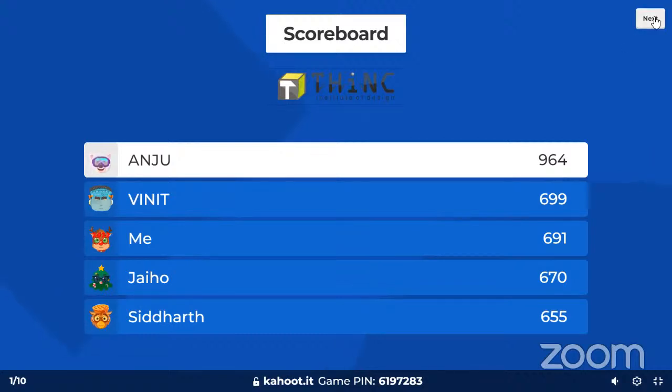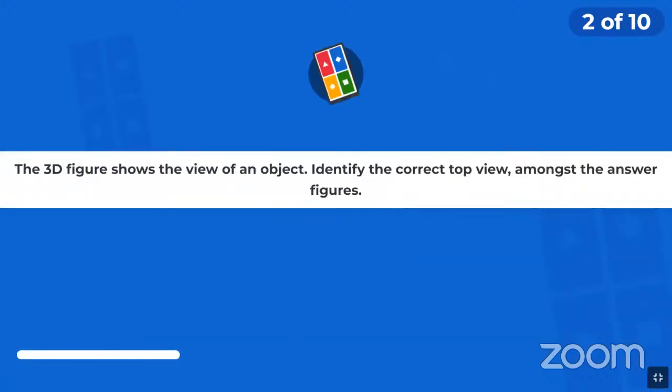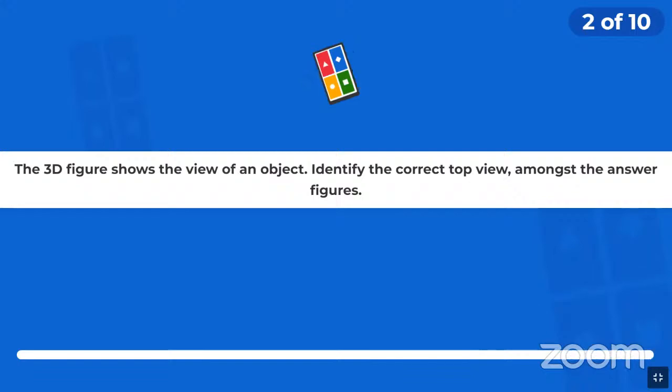Let's move on to the second question. Here is the second question for you. The 3D figure shows the view of an object. Identify the correct top view among the answer figures.